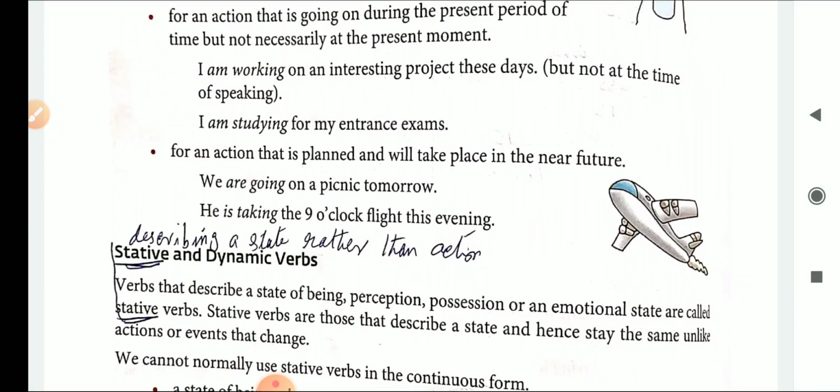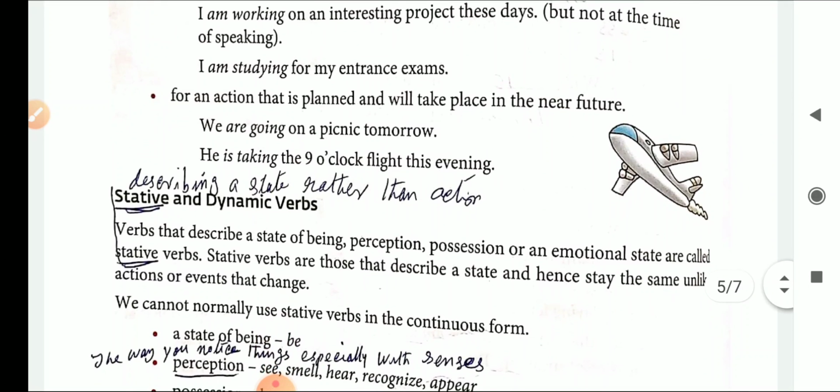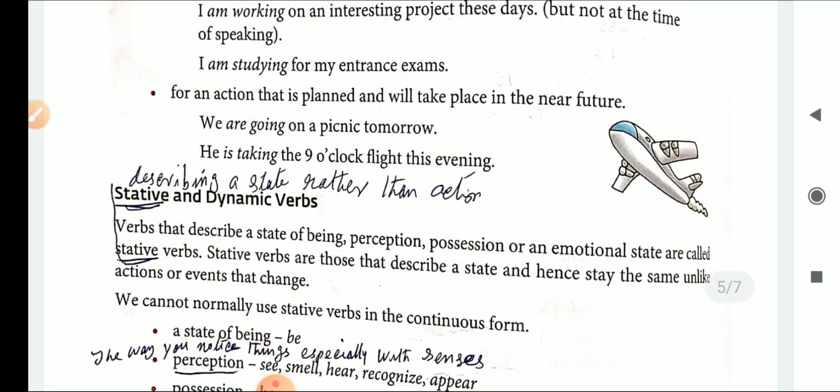He is taking the 9 o'clock flight this evening. She didn't take the flight yet. She is going to take the flight this evening. So in this situation we use the present continuous tense. Be careful. Here the present continuous actually does the function of the future tense. The action is going to happen.